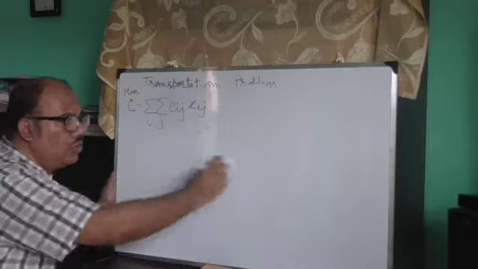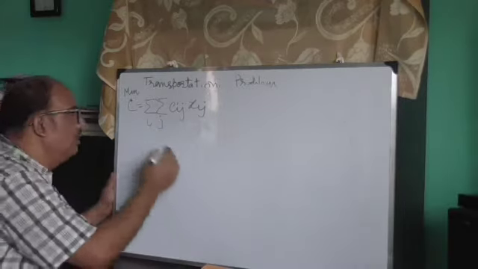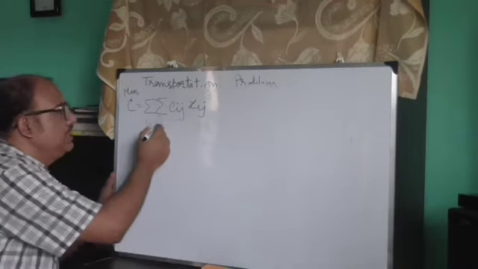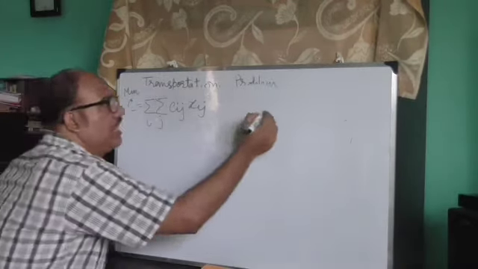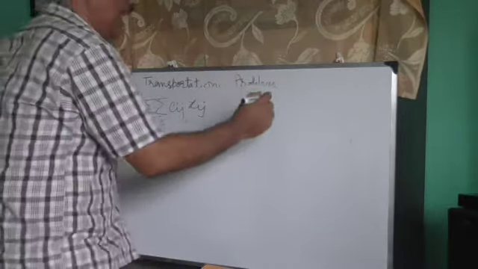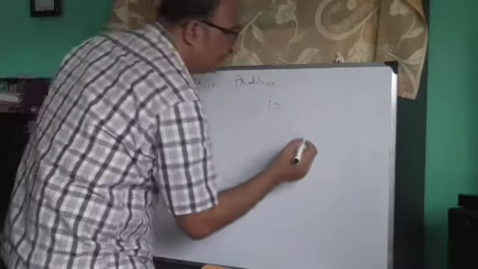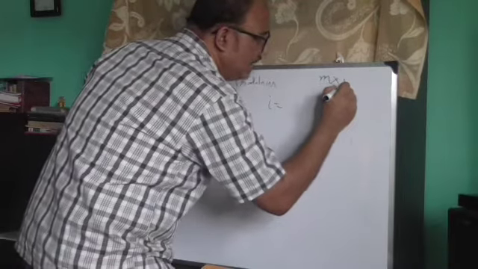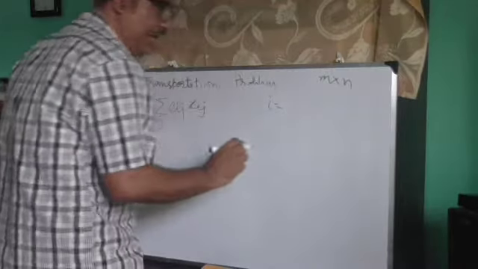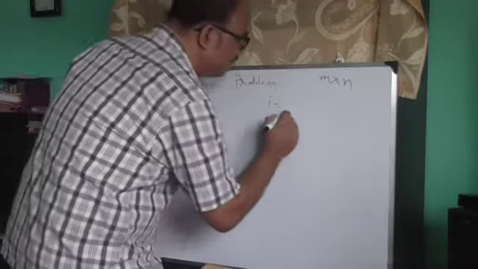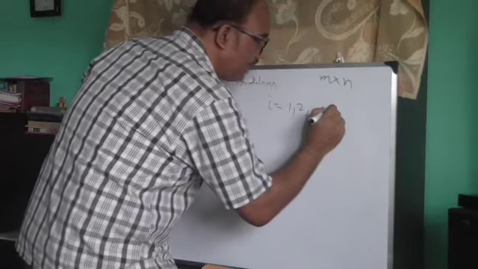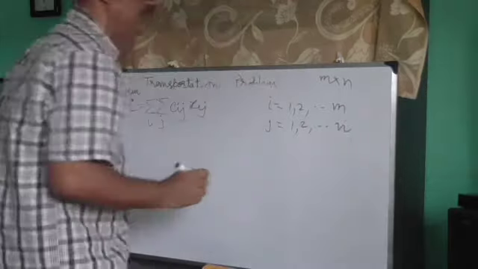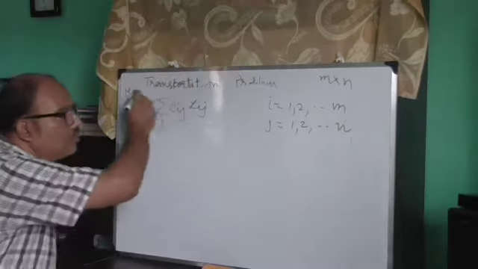So that covers the rows as well as the columns. When i is constant, j varies, and when j is constant, i varies. In general, if we have a cost matrix of m cross n, meaning m rows and n columns, then i goes from 1 to m and j goes from 1 to n. So that gives you the total cost.